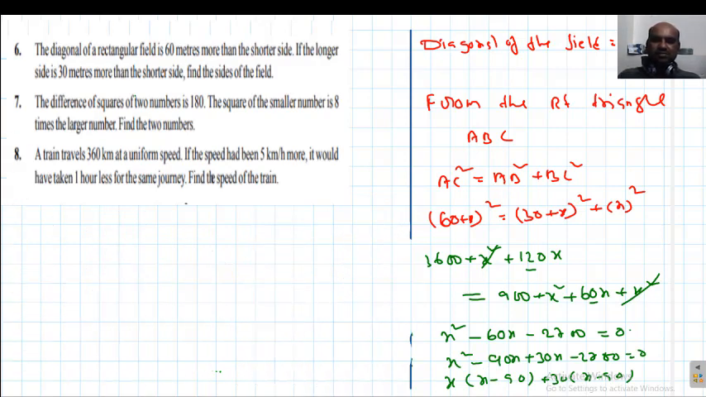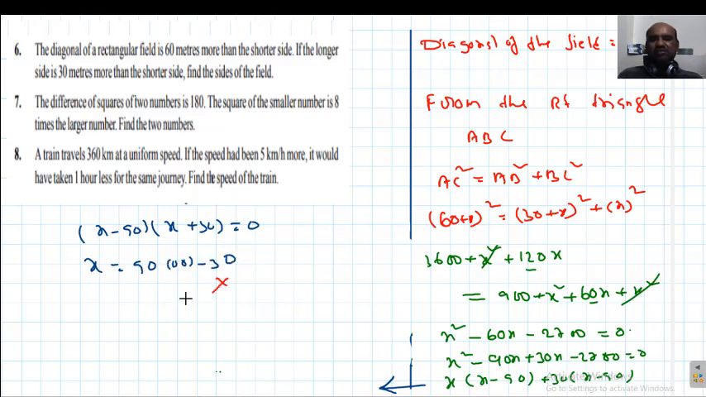Okay, friends. So this side, (x − 90)(x + 30) = 0. x = 90 or −30. −30 should be rejected because the length should not be negative. Therefore, x = 90 since x is positive.